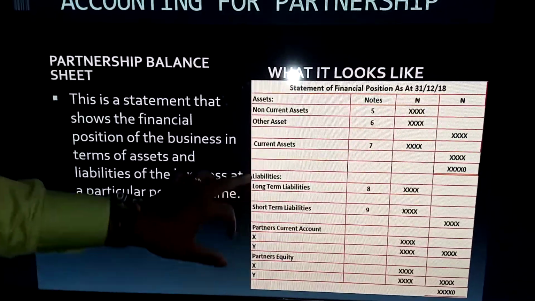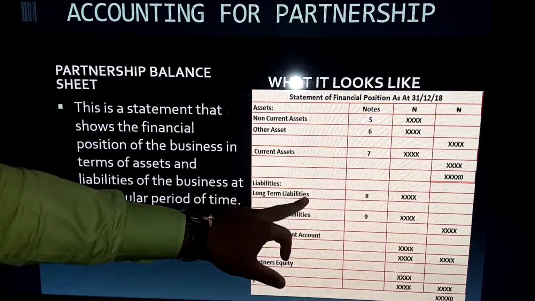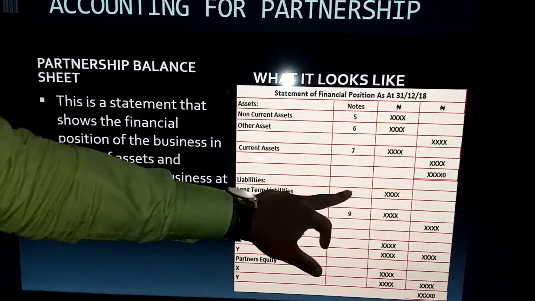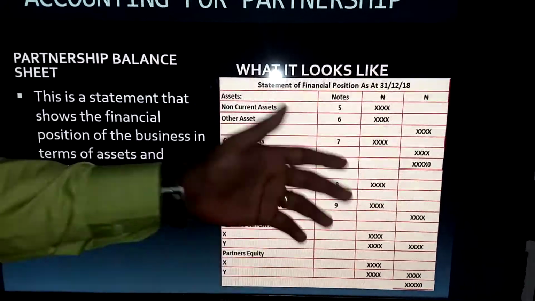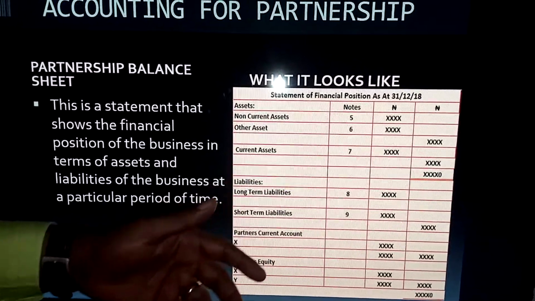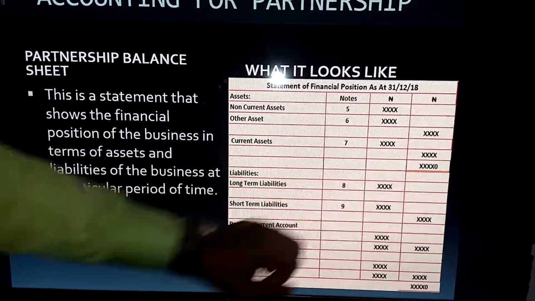So we have liabilities, long-term liabilities that span over a period of time. What do you have? Note 8 will give you the detail, the breakdown. So you have it here. What are long-term liabilities? Bank loan, and any other long-term obligations that the business had gone into. So we have it here.